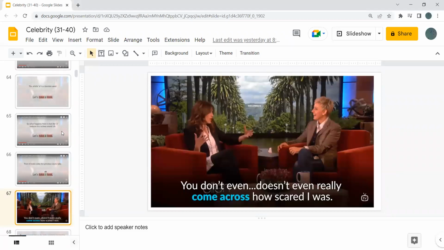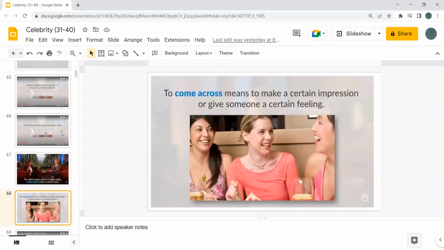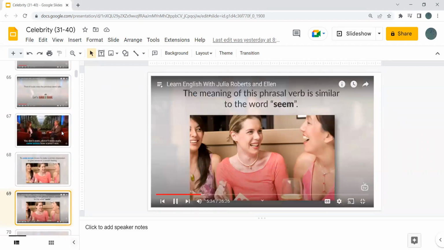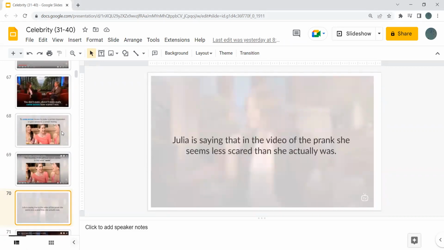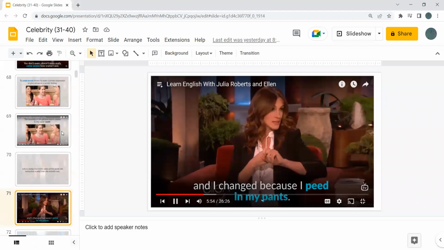It doesn't even really come across how scary it was. To come across means to make a certain impression or give someone a certain feeling. The meaning of this phrasal verb is similar to the word seem. Julia is saying that in the video of the prank, she seems less scared than she actually was.